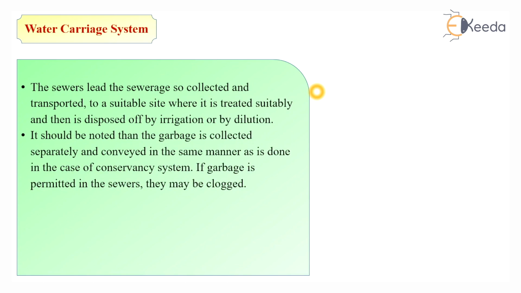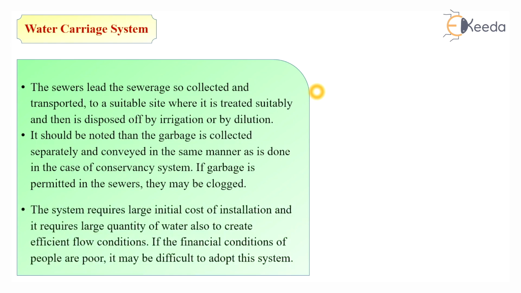It should be noted that the garbage is collected separately and conveyed in the same manner as is done in the case of conservancy system. That is, the collection and disposal of garbage is through garbage vans or handcarts. If garbage is permitted in the sewer, it may clog it.